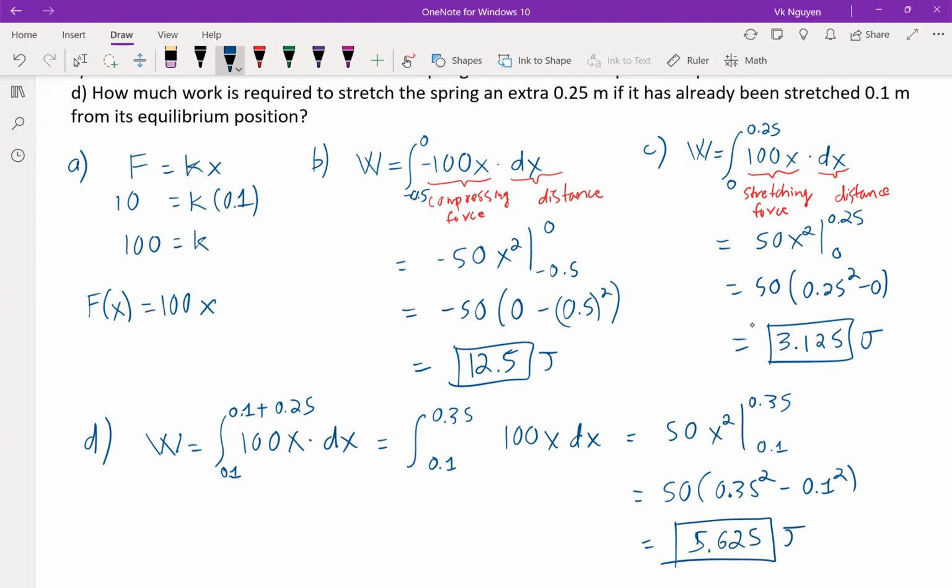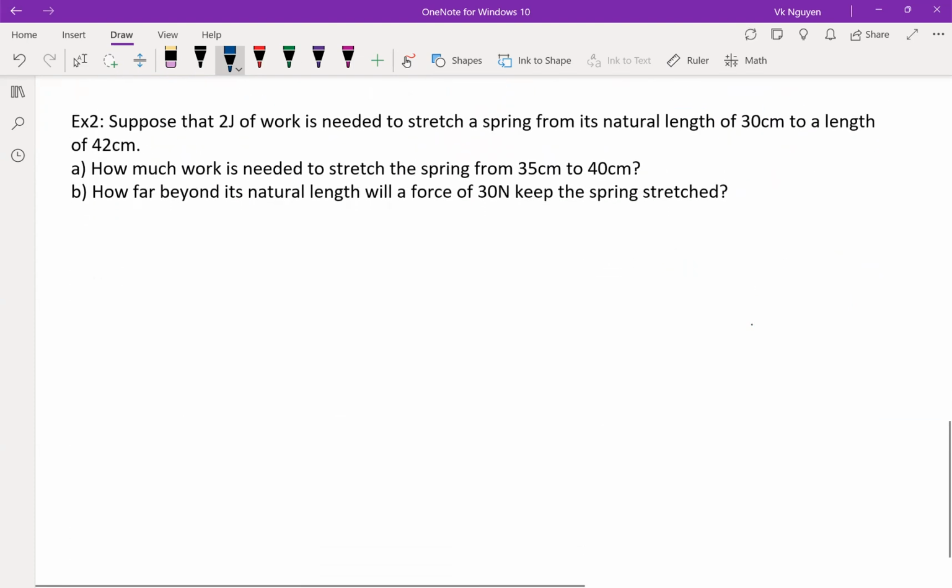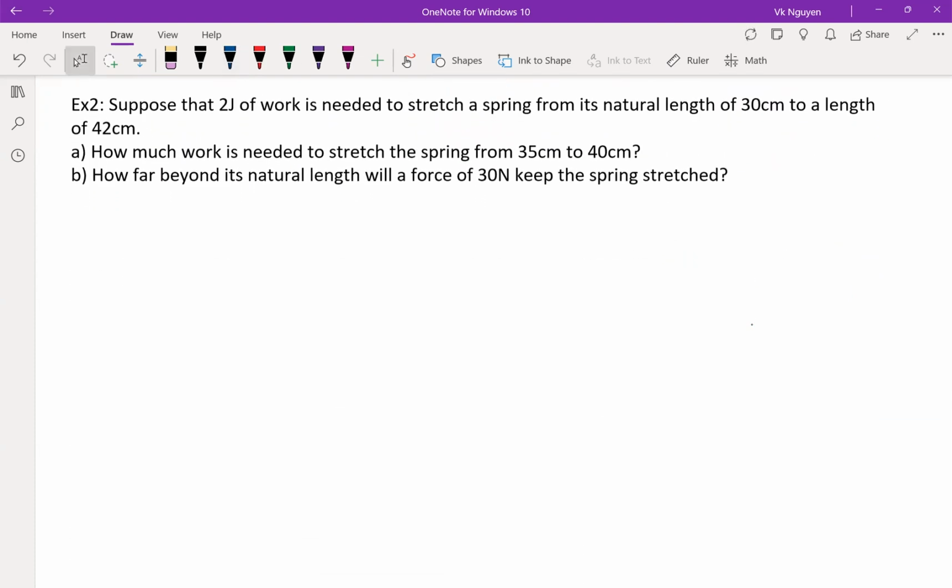Awesome. One more. Exercise 2. Suppose that 2 joules of work is needed to stretch a spring from its natural length of 30 centimeters to a length of 42 centimeters. A. How much work is needed to stretch the spring from 35 centimeters to 40 centimeters? B. How far beyond its natural length will a force of 30 Newtons keep the spring stretched? Interesting.